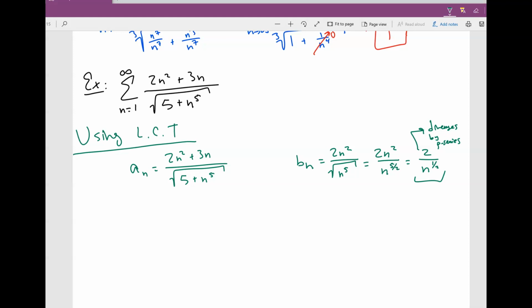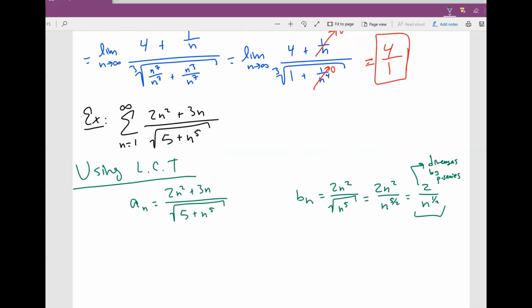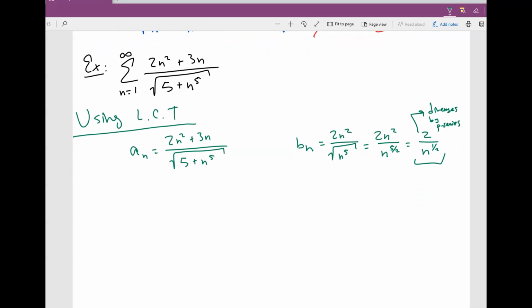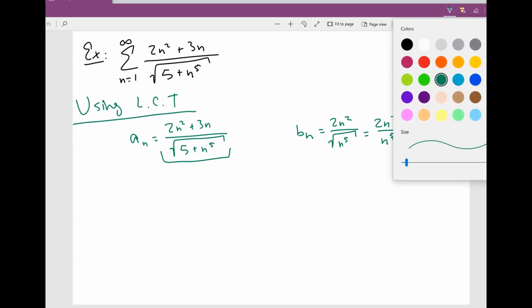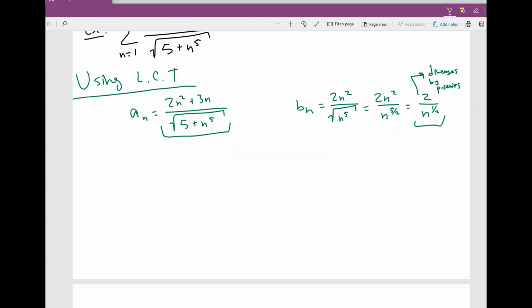by p-series, because you can see that the value of p is 1 half, which is less than 1. So this diverges. So if I can show that the limit goes to some number, then we can show that this thing is also going to diverge. If not, then we don't know. So what we're going to start doing is start out with the limit as n goes to infinity of a sub n over b sub n.